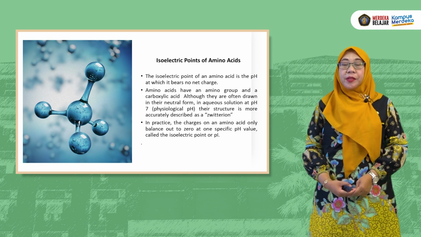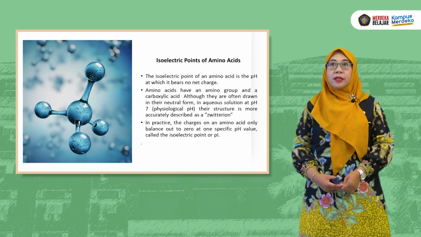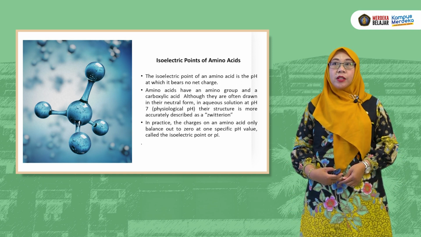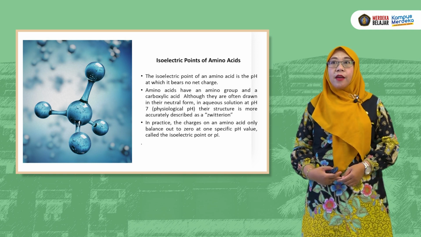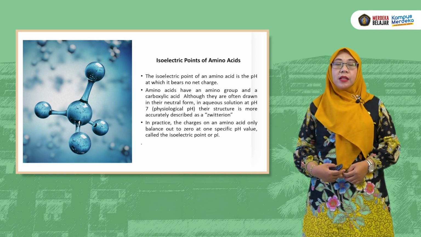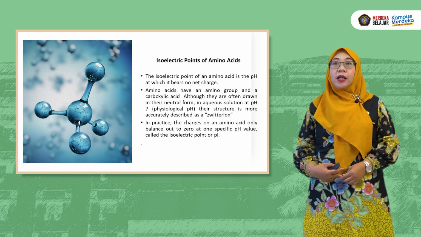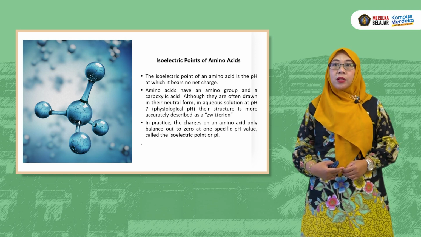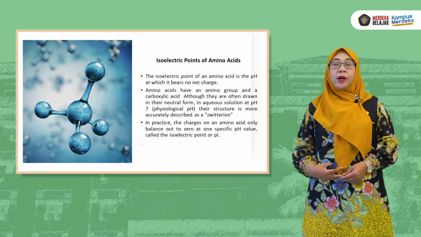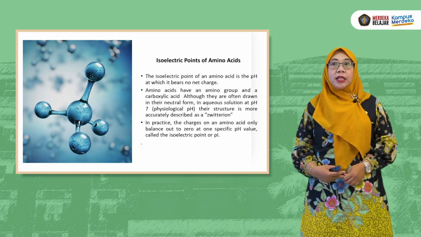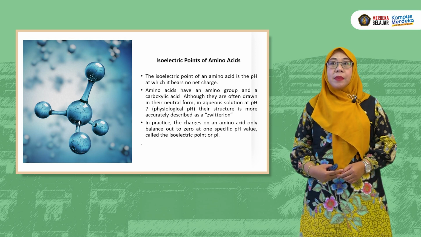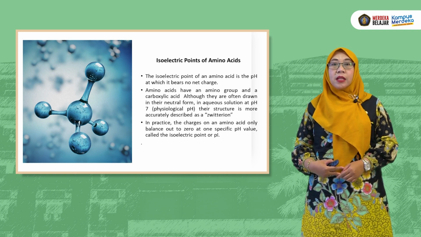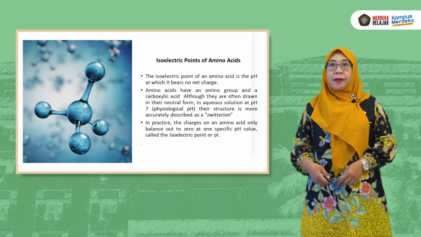Then there is the isoelectric point, or pI, of amino acids. The isoelectric point of an amino acid is the pH at which it bears no net charge. Amino acids have an amino group and a carboxylic acid. Although they are often drawn in their neutral form, in aqueous solution at pH 7, or physiological pH, their structure is more accurately described as a zwitterion. In practice, the charges on an amino acid only balance out to 0 at one specific pH value, and this is called the isoelectric point, or pI.